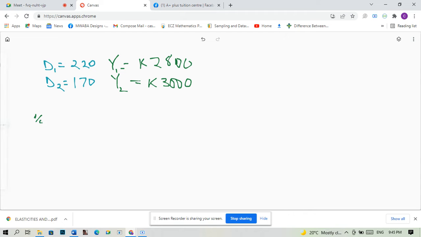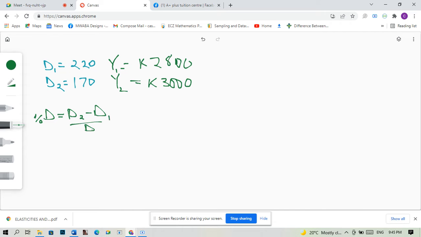Percent change in demand is going to be D2 minus D1 over D1, multiplied by 100. D2 is 170 minus 220, over 220, multiplied by 100.